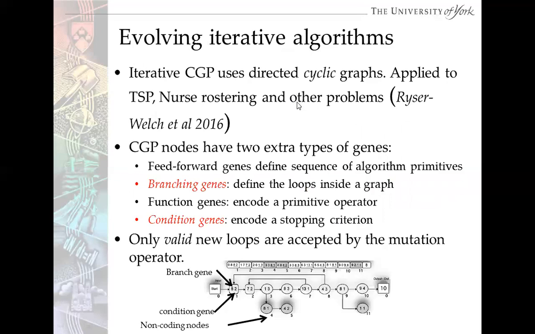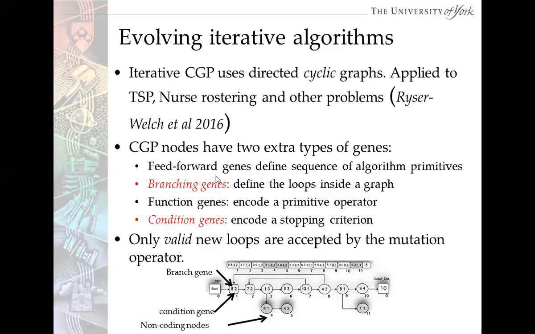A development of this type of CGP was developed by Patricia Ryser-Welch in 2016, and she relaxed the acyclic nature of CGP. So far, apart from the recurrent CGP, I've described CGP as being acyclic. In other words, nodes can only connect to nodes on their left. She relaxed that so that you could create cyclic graphs. And she applied this technique to a number of difficult real-world problems: traveling salesman problems, nurse rostering.